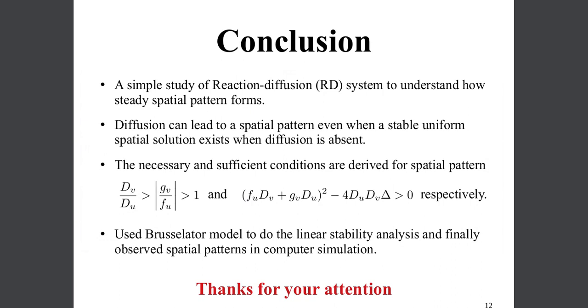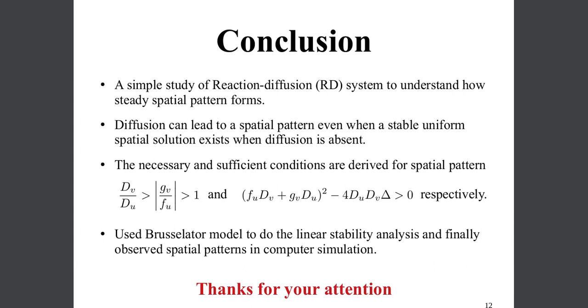Okay, so now it is time to conclude. This is a simple study of a reaction diffusion system to understand how steady spatial patterns form. Diffusion can lead to a spatial pattern even when a stable uniform solution exists when diffusion is absent. So in the normal sense, what we think about diffusion is that when we have some non-uniform concentration, it makes it uniform.